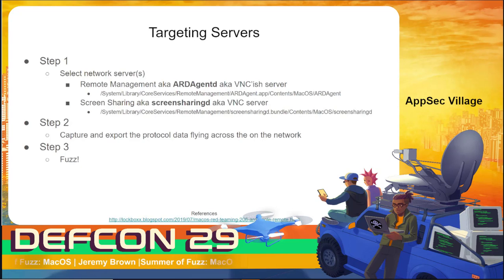On to servers, so you can pick different servers. For example, there's some remote management stuff with Mac, which is like a VNC type server. Screen sharing is more like a VNC server. Some interesting Mac nuances there. And again, capture the stuff flying across the network, and start fuzzing. There's actually a great blog post too on the red teaming blog on some of this, the ARDAgent and things like that, you can check out to get some more information on how they work.